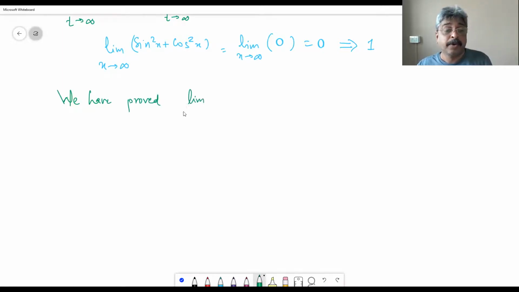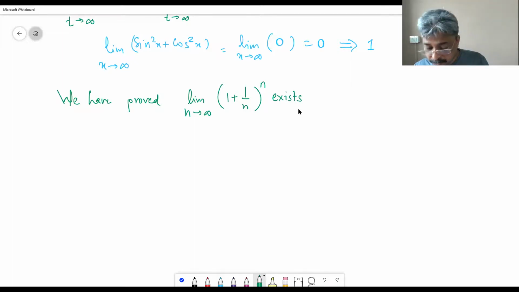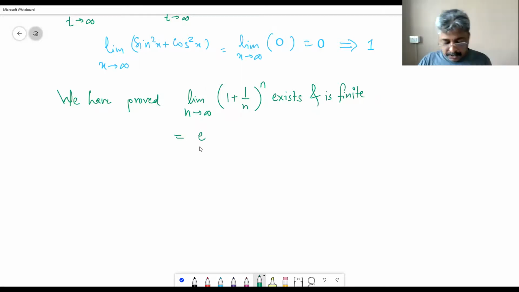Limit n tends to infinity, (1 plus 1 upon n) raised to n exists and is finite. We called it equal to e, the fifth irrational number.